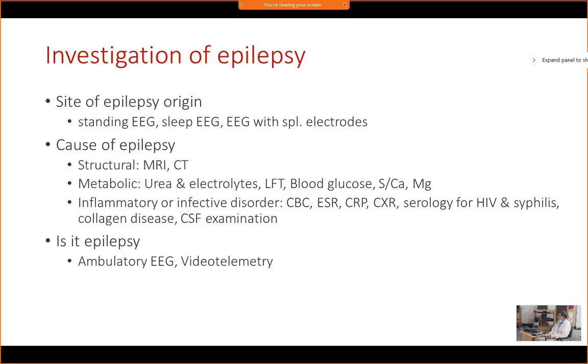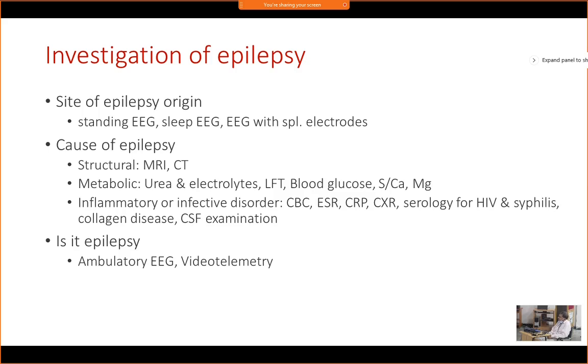For metabolic causes, which I just discussed a little while ago, you can do a urea and creatinine to find out if any renal abnormalities are there, or uremia, electrolytes, hyponatremia or hypocalcemia, hypomagnesemia. So these have to be ruled out. Liver function test should be done to rule out chronic liver disease, and blood glucose should be estimated to find out whether the person has got hypoglycemia causing the epilepsy.